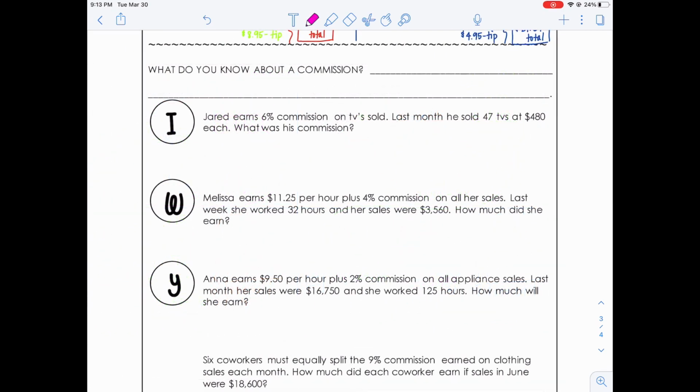All right, the last section that we're going to do in our notes is about commission. Commission is a fee that is paid for services. It is usually a percentage of the total sales.